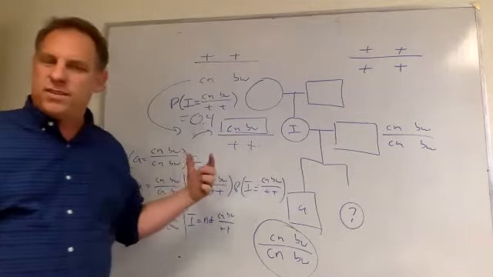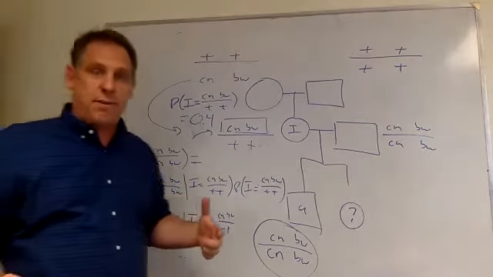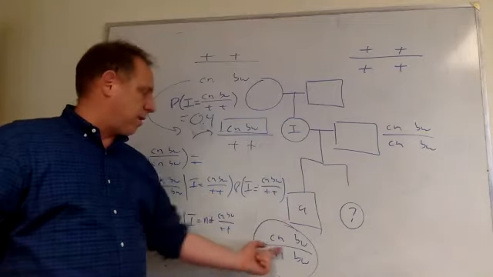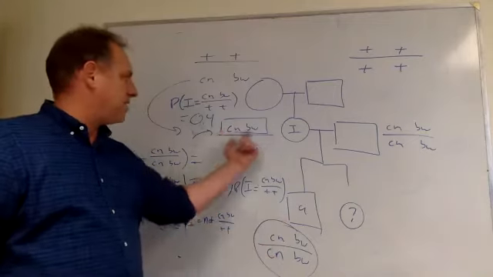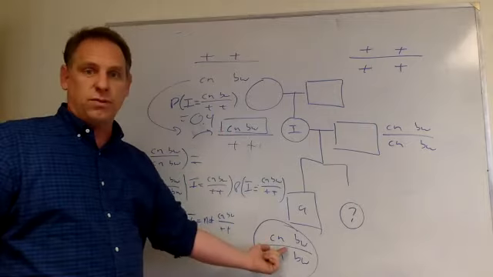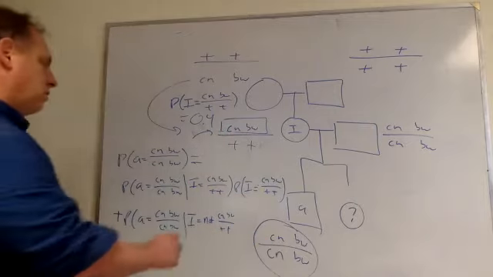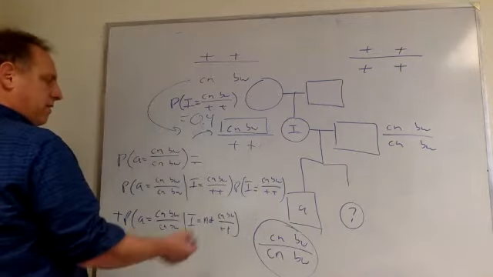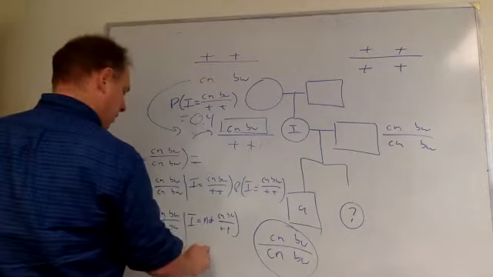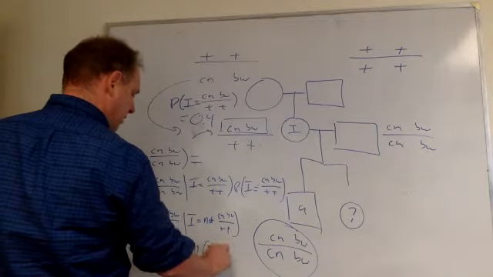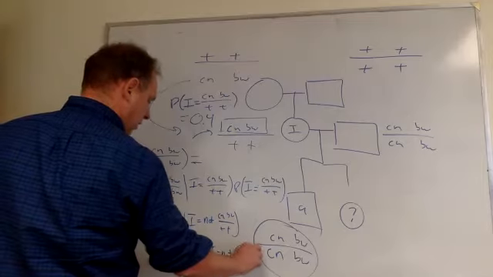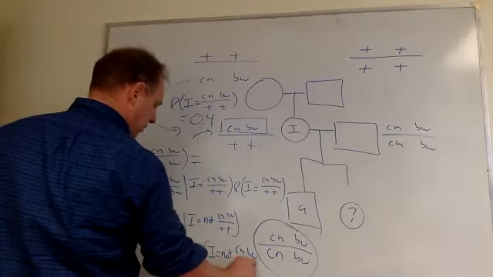But if you think about it for a second, if any of those three possibilities is the case, this is never going to be Cinnabar Brown over Cinnabar Brown, because this has to be the case for this to be true. Okay, so what's the probability that that individual is not of that particular configuration? Probability I is not Cinnabar Brown over plus plus.